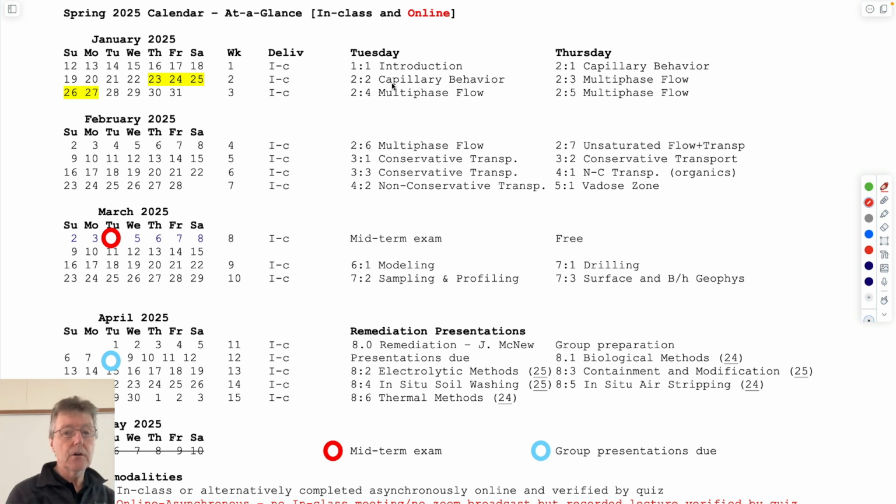This is a calendar of what's going on. I guess we won't meet this Thursday. Oh, fantastic. We won't meet that Thursday, but we'll meet most of the other ones as far as I know. This is the date of the midterm, the first Tuesday in March, the 4th. And this is a due date for the presentations. So those are the dates that you might want to remember. So that's pretty much it.